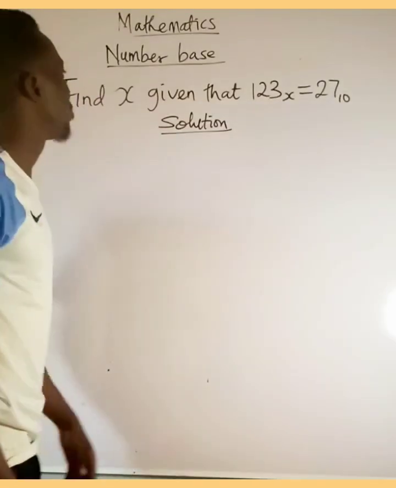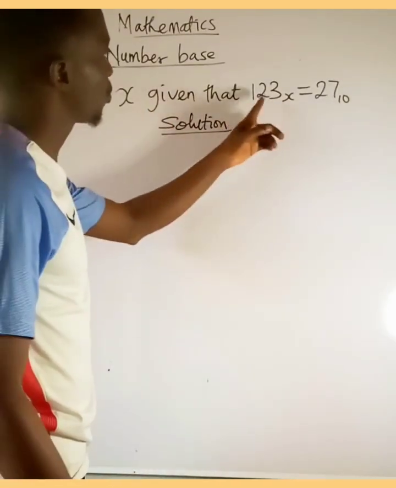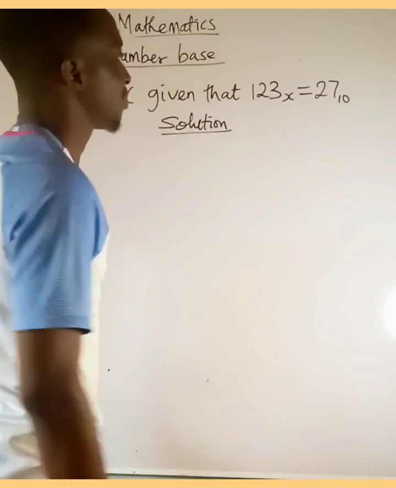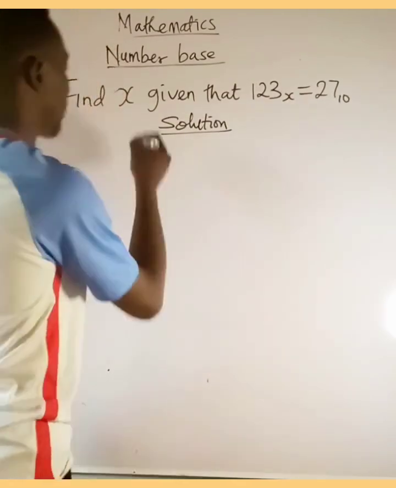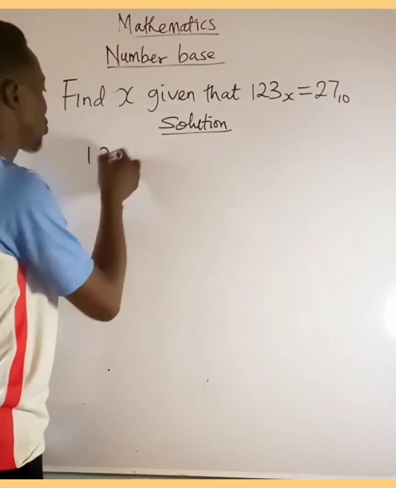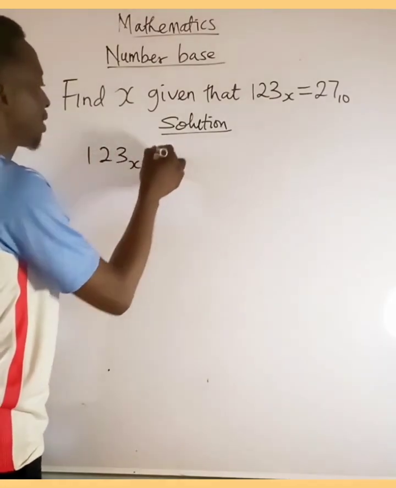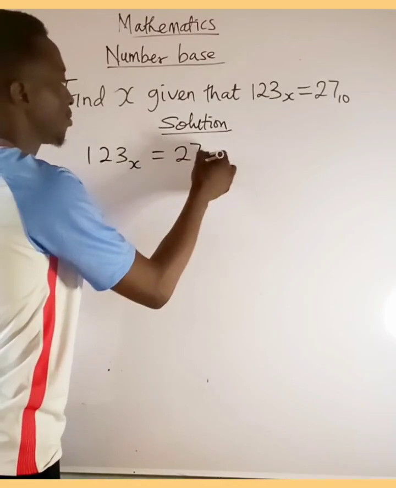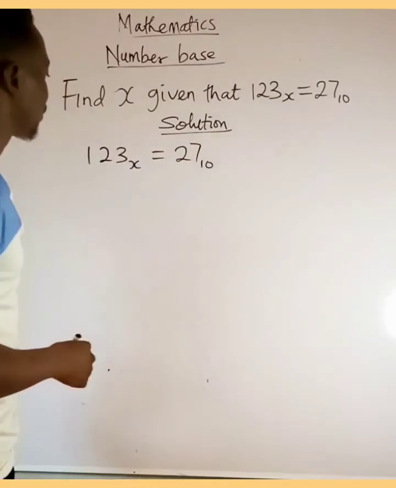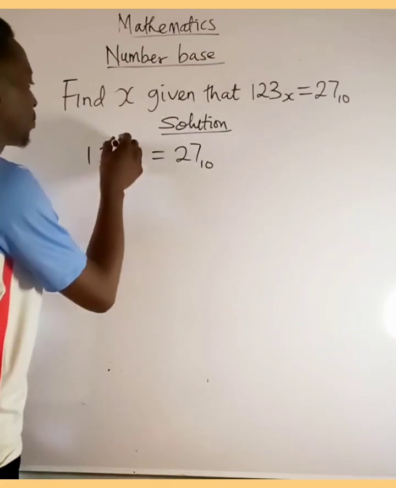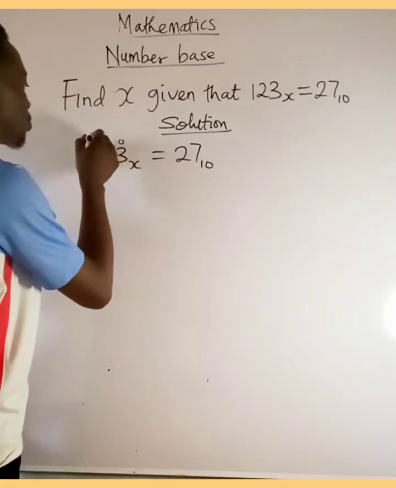Here we have a problem to solve. Find x given that 123 base x is equal to 27 base 10. So let's solve it. We have 123 base x equal to 27 base 10. Now you can keep your 0, 1, 2 here.